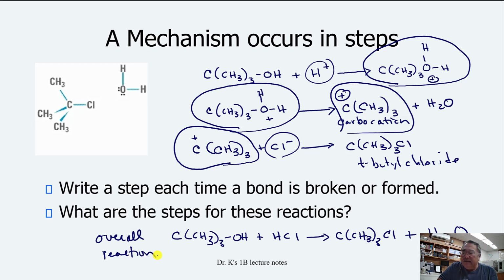Now, it turns out, if you take each one of these steps, so this is a 3-step reaction mechanism, and you add them all together, what you'll find is that these things that are here and disappear are what actually doesn't end up in the end. These are known as intermediates.